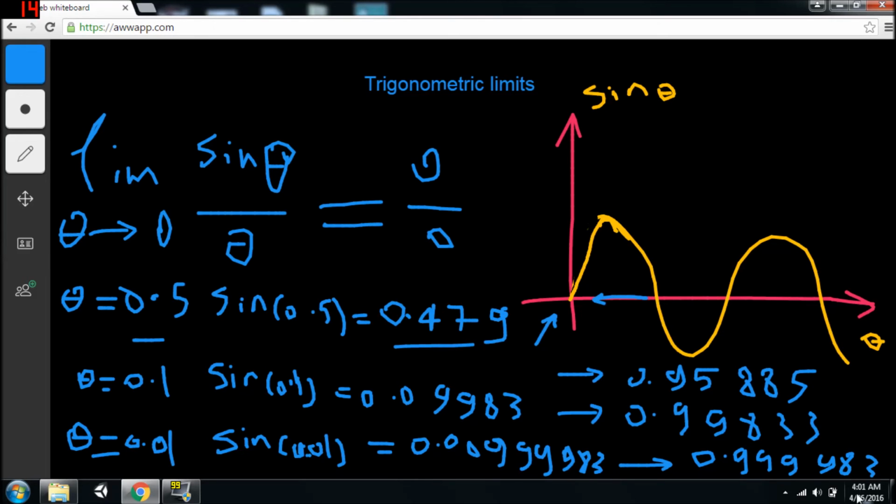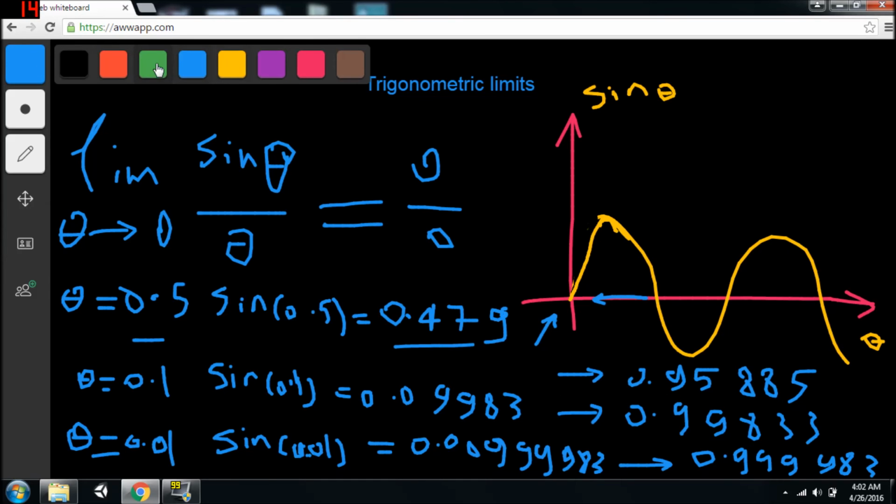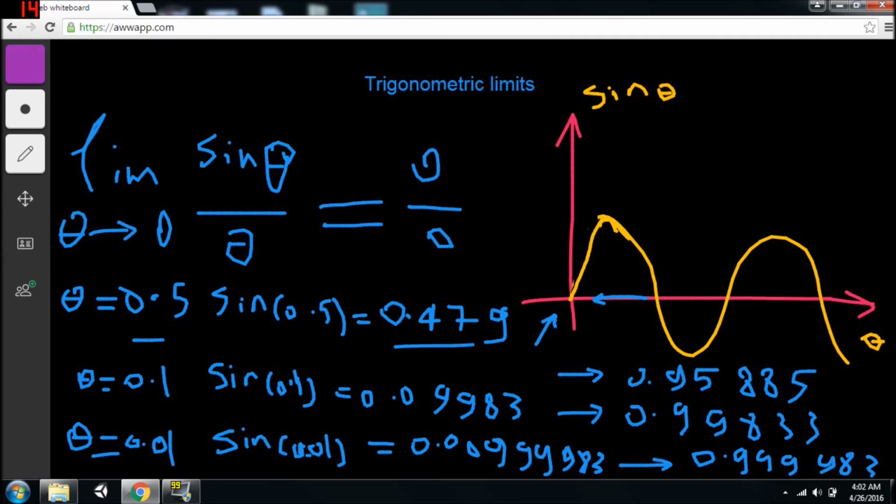So as you can see, we started at 0.5, and as we get closer to 0, the value of my function gets closer to 1. So the answer for this limit is actually 1. And good job, guys, we have done it.